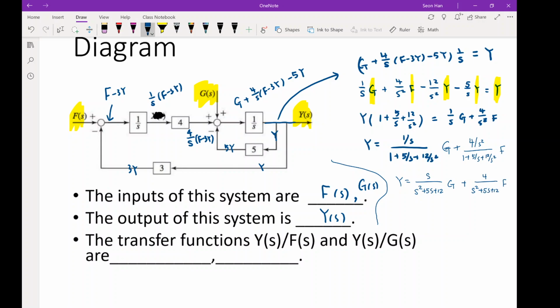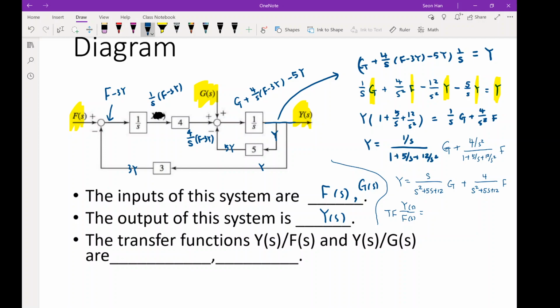F. Okay, so when I get desperate, I drop all the function of s. They're all functions of s, right? Y is a function of s, G is a function of s, F is a function of s. Now I'm ready for my transfer function. So what's a transfer function? Transfer function Y over F is the ratio of Y to F while all the other inputs have been turned off.